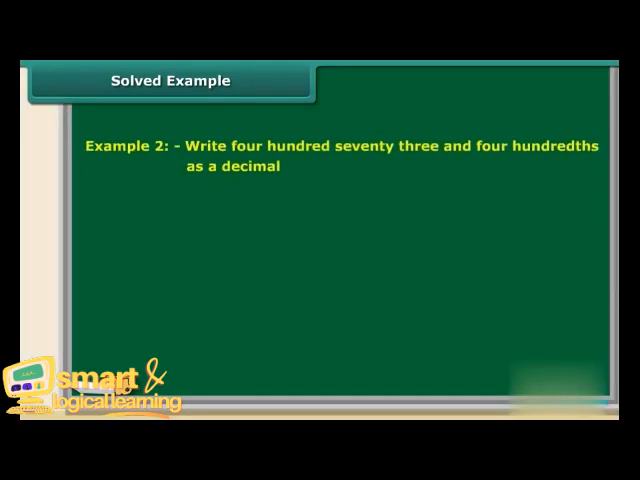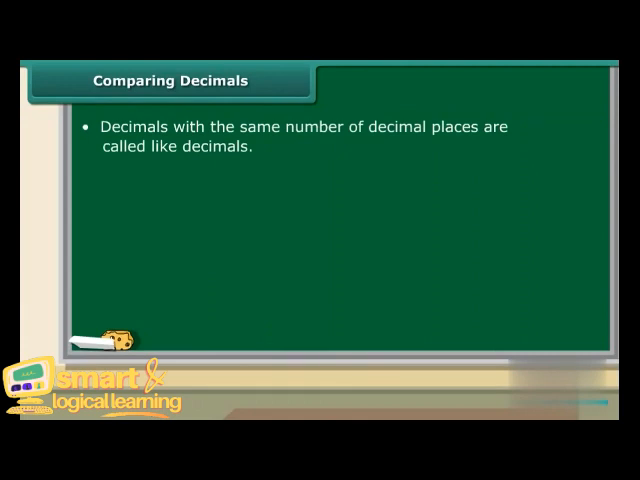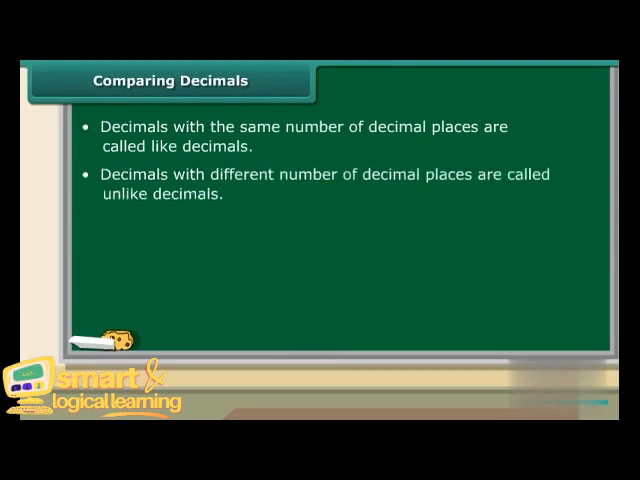Let us solve one more question. Write 473 and 4 hundredths as a decimal. In this number, 473 is the whole part. The decimal part is 4 hundredths, which can be written as 0.04. So the number is 473.04.